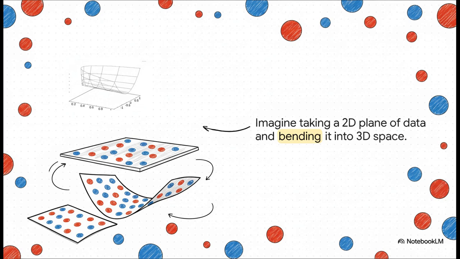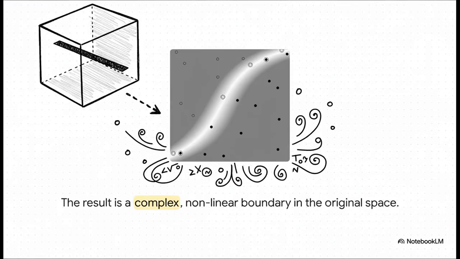That's the kernel trick. And here is the beautiful result. That simple, flat slice you made in that higher dimension, when you project it back down to our original flat view, it becomes this elegant, non-linear curve that perfectly carves out a boundary for data that seemed impossible to separate just moments ago.